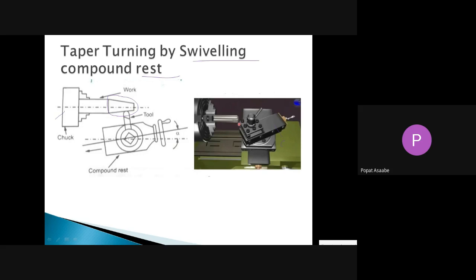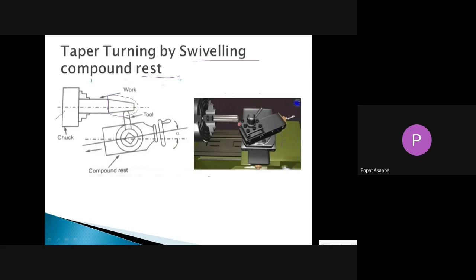Now in the swivelling compound rest method, we just want to rotate this compound rest. The compound rest is a part of your lathe machine, and it is present on the carriage. For giving the taper turning with the help of the swivelling compound rest, we just want to rotate this compound rest. So tell me, what do we do with the compound rest? We just want to give the angle. Then how to give the angle?